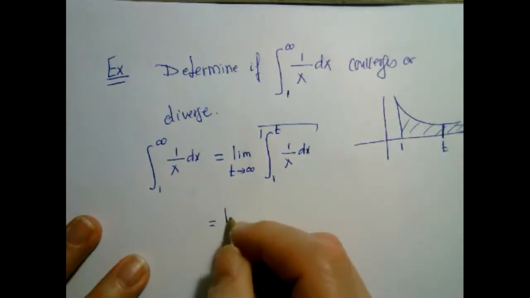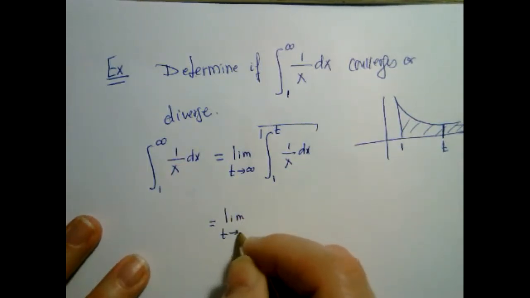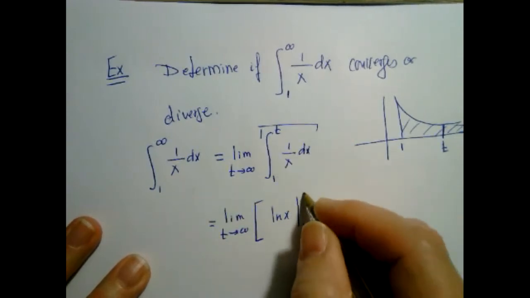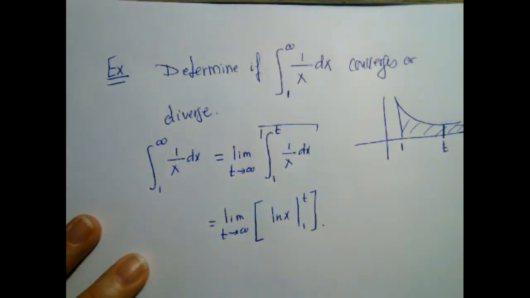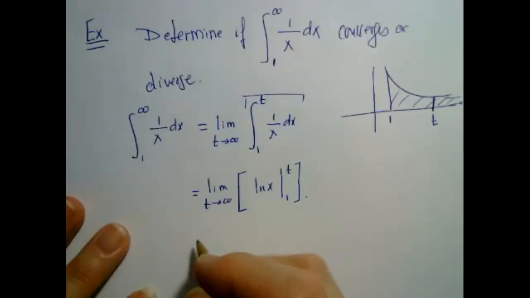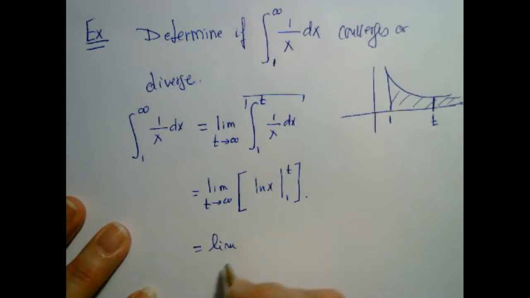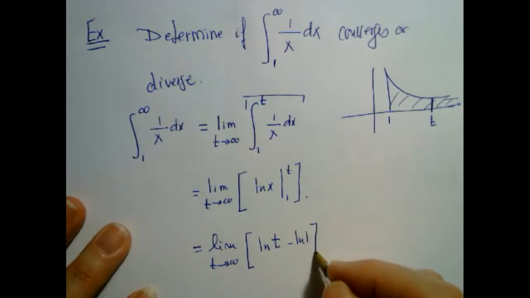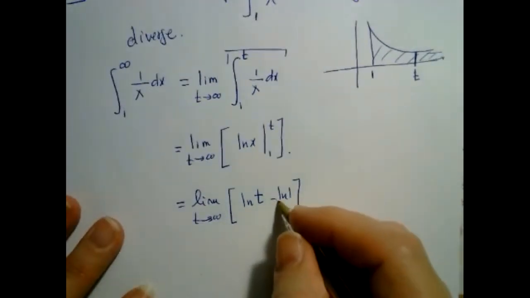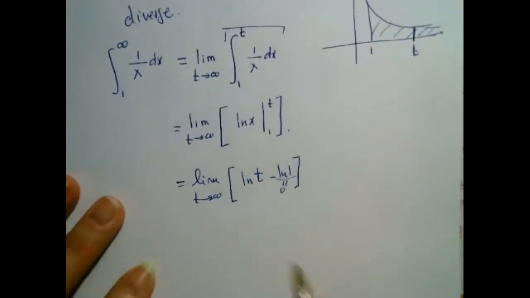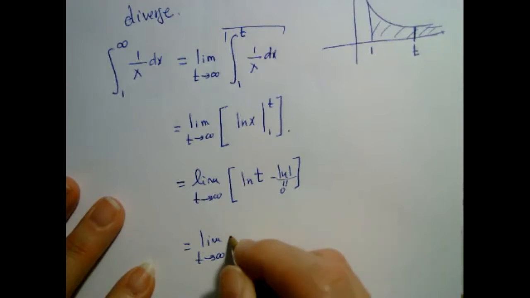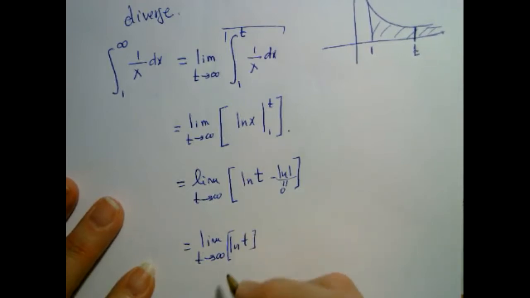Now this is a simple integral I'm starting with. For 1 over x, the antiderivative is ln, from 1 to t. So it's equal to the limit as t goes to infinity of ln of t minus ln of 1. Now ln of 1 is 0. So it's going to give me the limit as t goes to infinity of ln of t.